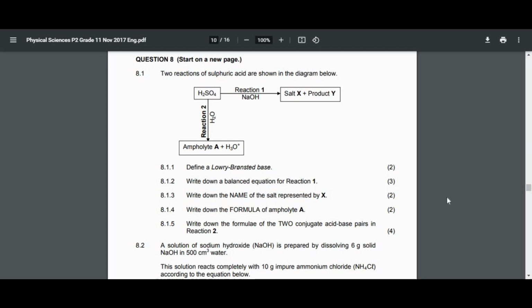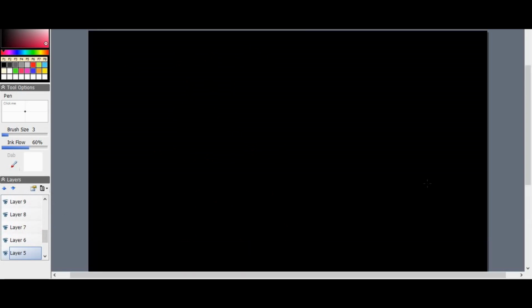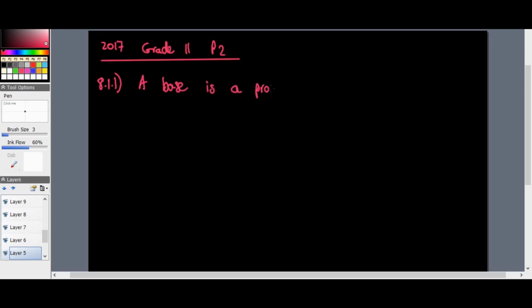So let's define the Lowry-Bronsted base definition. They only want the base, not the acid. We have to obey the question. Again, this is question 8, 2017, grade 11, paper 2, November. So 8.1.1, the Lowry-Bronsted definition of a base is a proton acceptor.